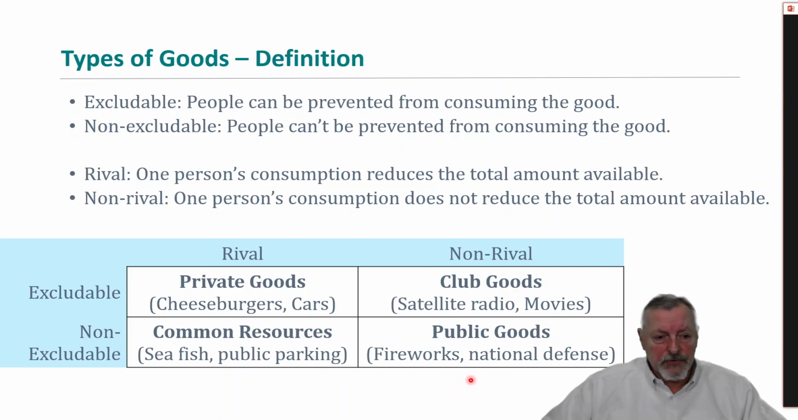Two simple examples: fireworks, national defense. If a fireworks display is provided in your town, it's not excludable. They can't stop anybody from looking up and going, ooh, ah. They can't say, well, you didn't contribute to the cost of this, you can't watch. Doesn't work. But also, it's not rival. If I look up at the fireworks and enjoy it, that doesn't mean there's less fireworks for you.